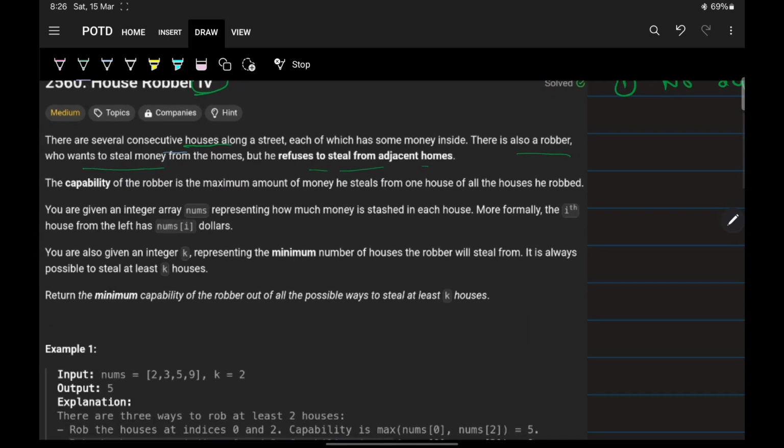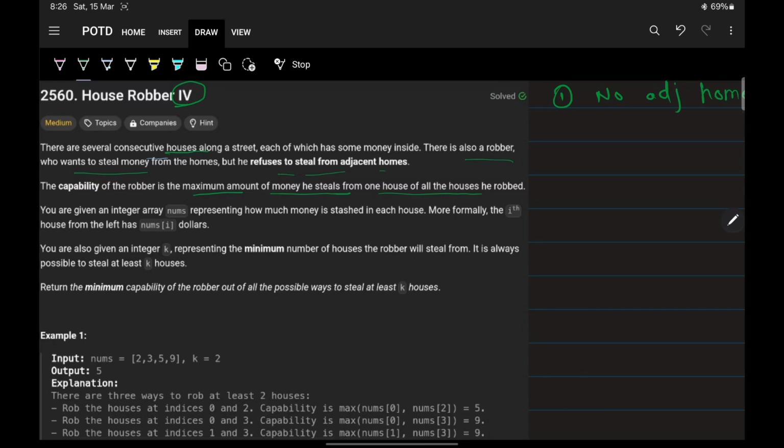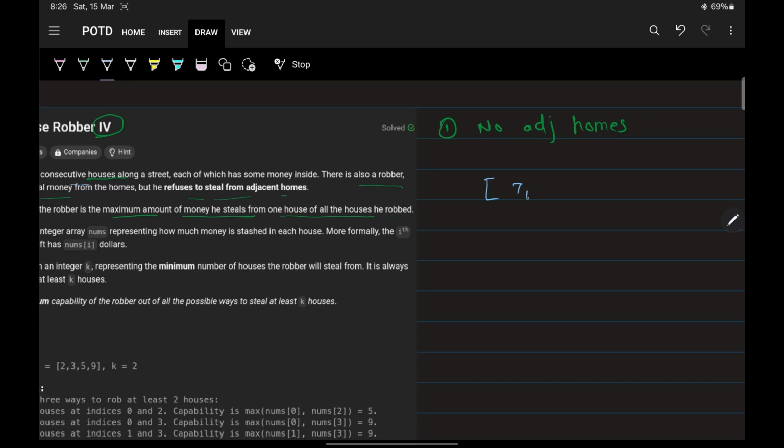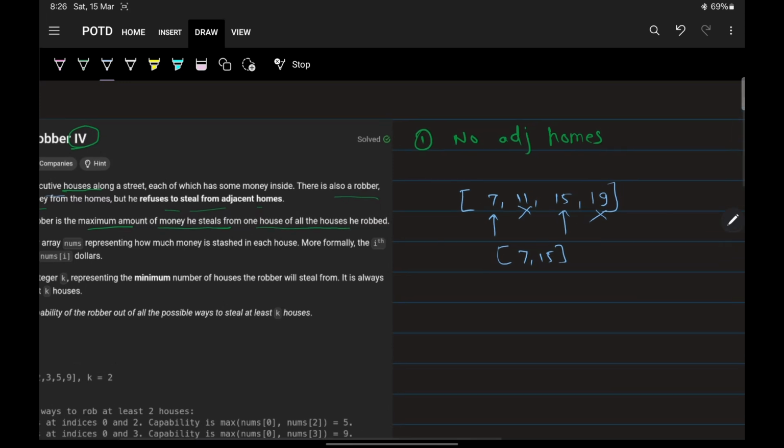The capability of the robber is the maximum amount of money he steals from one house, of all the houses he robs. What does this mean? For example, given the houses 7, 11, 15 and 19, he can rob alternate houses. The thief robs this house, then he can't rob the next, so he robs the one after. So which houses has he robbed? 7 and 15. The capability is the maximum amount he has robbed from any house. That would be 15 here, because 15 is the maximum. That is the capability of the thief.